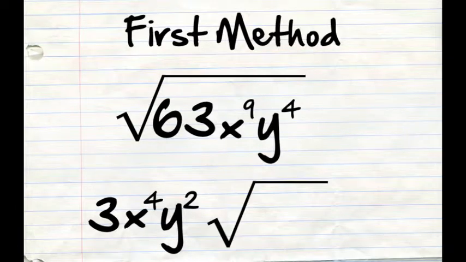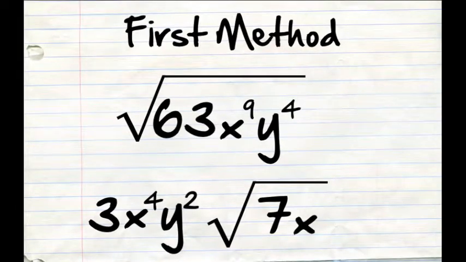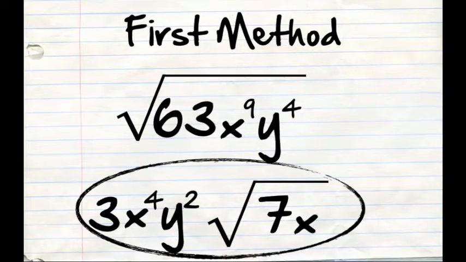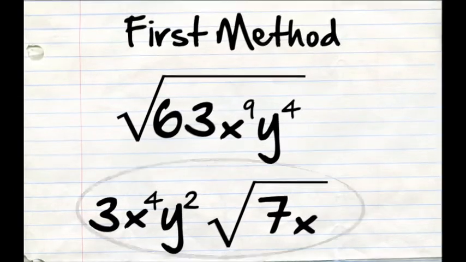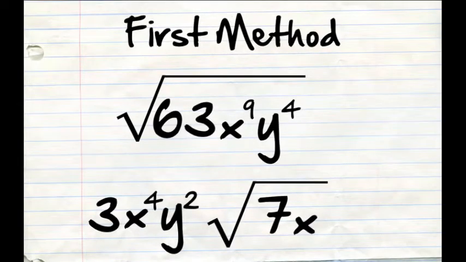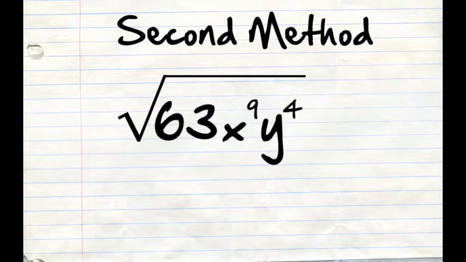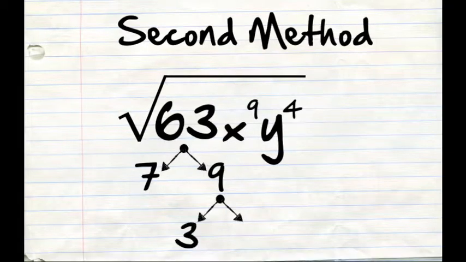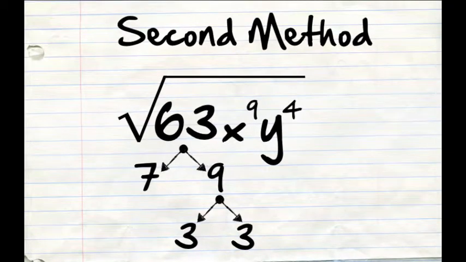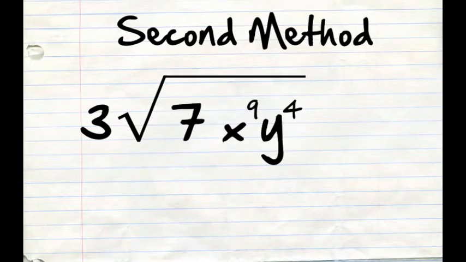For this example, we combine 7 and x into one radical expression because both of them cannot be factored out or simplified anymore. The final answer for this example is 3x raised to the 4th y squared square root of 7x. For the second method, we first take note of the index used, which is 2. Then we factor out 63 into 9 and 7 and 9 into 3 and 3. We get two similar factors which we write outside the radical sign and the other factors inside.